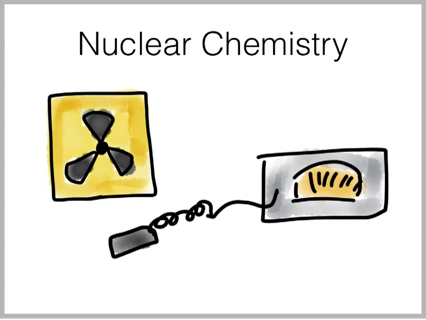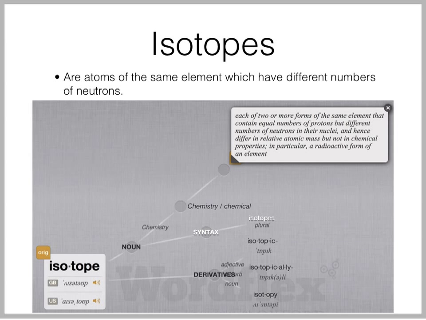The vast majority of the chemistry that we have looked at so far has all been to do with electrons. We're talking about ionic bonds, covalent bonds, it's all about electrons. Well, nuclear chemistry, as indicated by its name, is all about the chemistry of the nucleus, so we're talking about protons and neutrons. The first thing that we look at in regards to nuclear chemistry is isotopes.